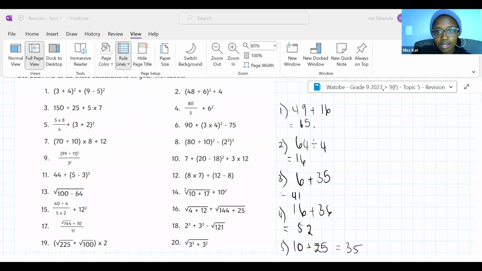Number 6. Where's number 6? 90 plus 4, 8, 12 squared is 144 minus 75. 90 minus 75 is 15 plus 144 would be 159, I believe.